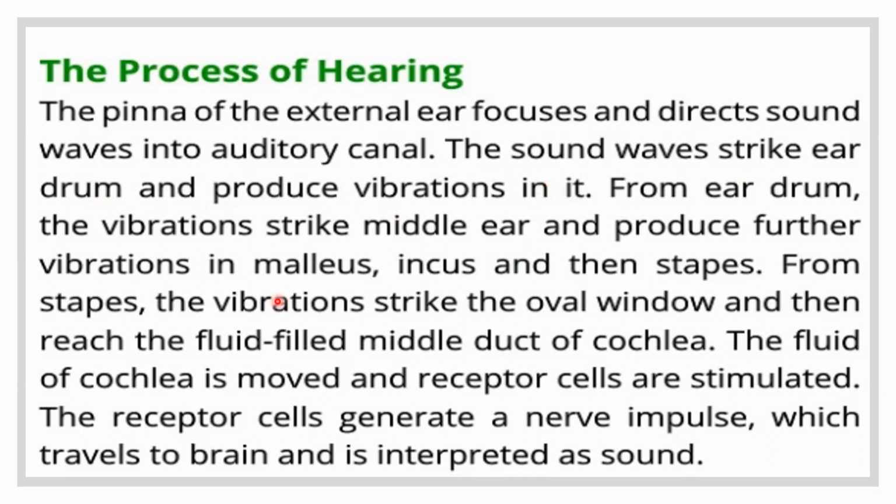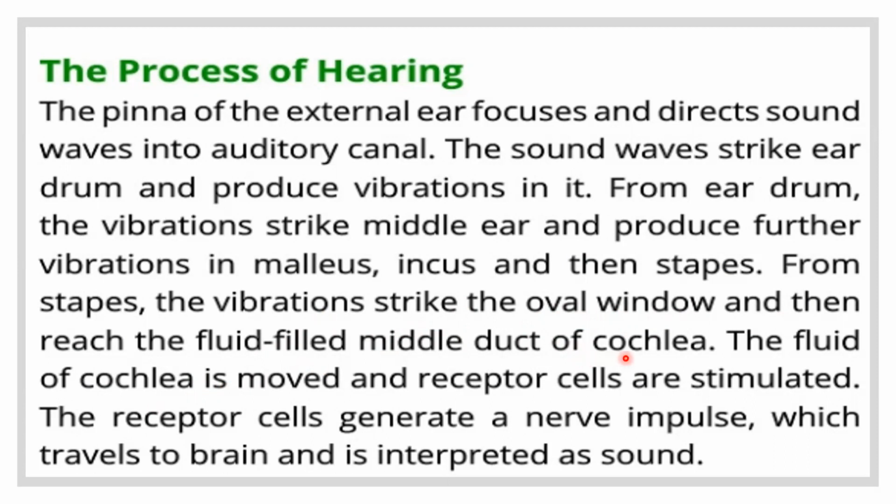From the eardrum, the vibration strikes the middle ear and produces further vibration in the malleus. The middle ear consists of the malleus, incus, and stapes. From the stapes, the vibrations strike the oval window, which is also a membranous structure, and then reach the fluid-filled middle duct of the cochlea.